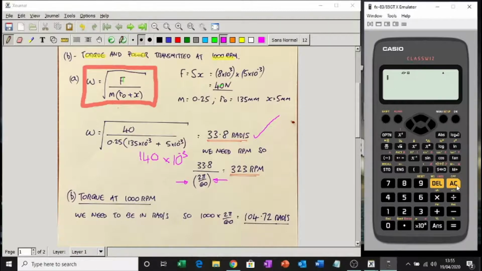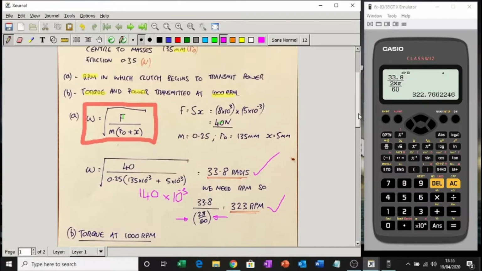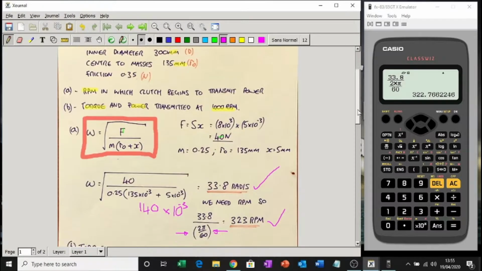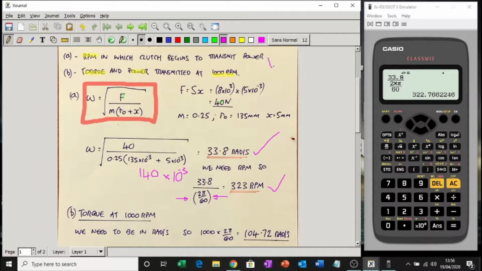So 33.8, divided by 2 times pi, divided by 60, and it should work out at 323, there we are. So 323 RPM. So 33.8 radians per second is the same as 323 revolutions per minute. And that is the RPM at which this clutch will start to transmit power. So that's part A finished.